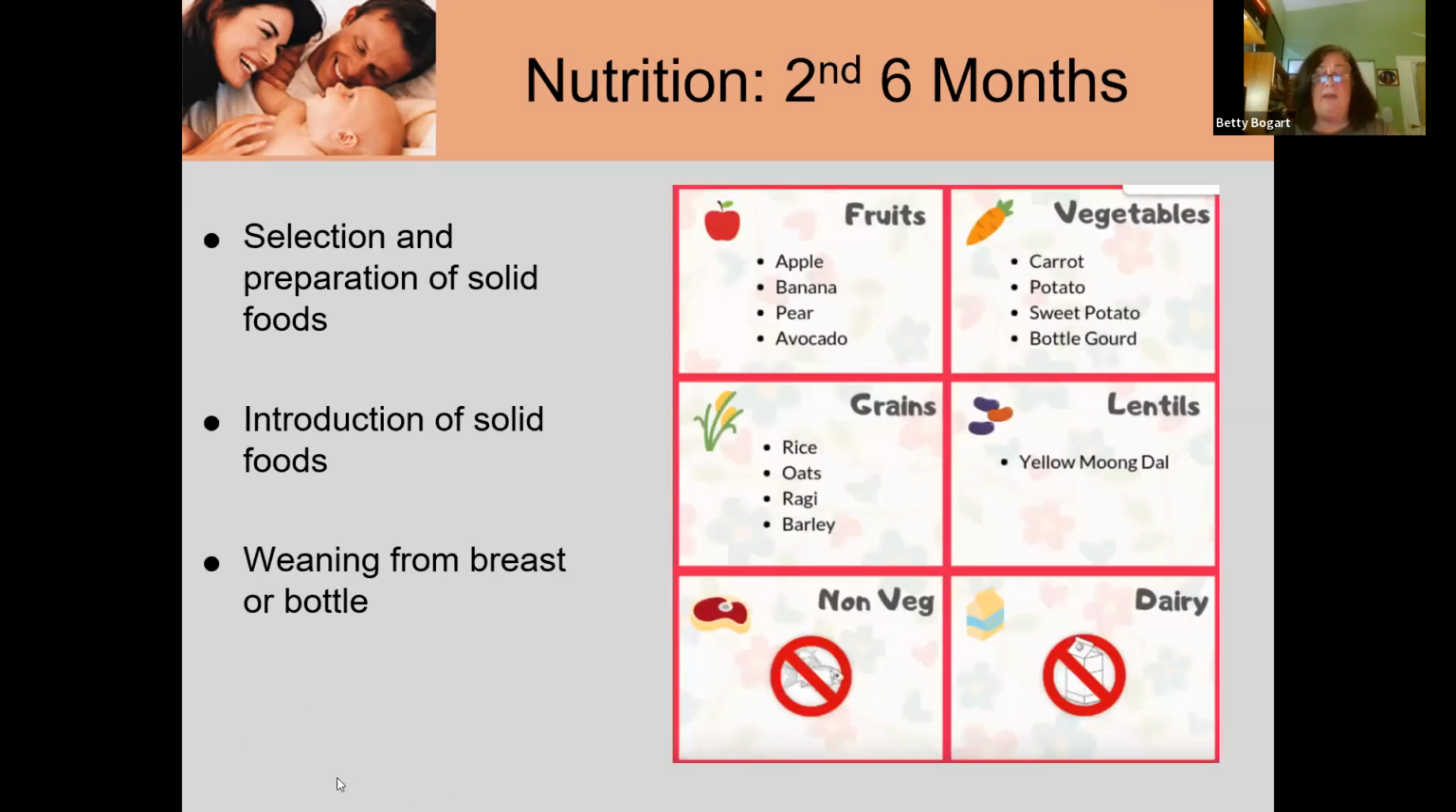Nutrition: in the 6 months after, the second 6 months, you start fruits, vegetables, grains, lentils, and you start to wean from the breast.